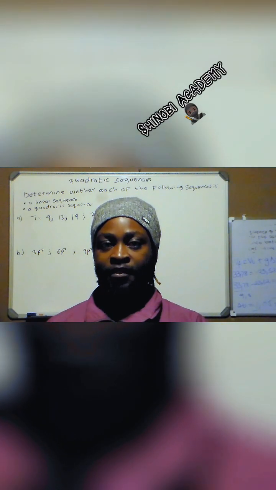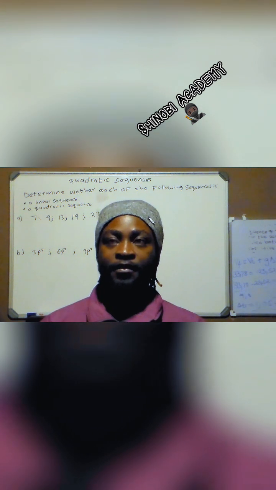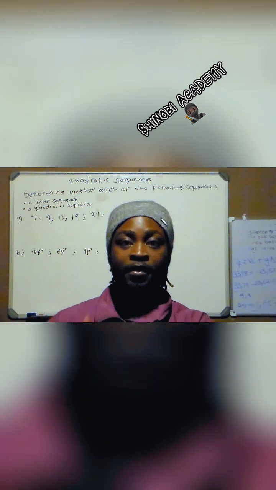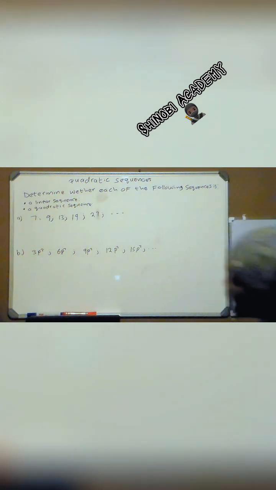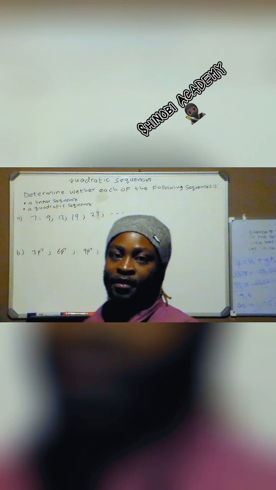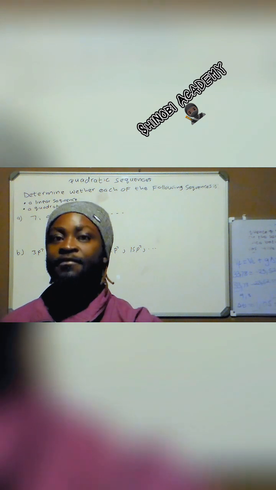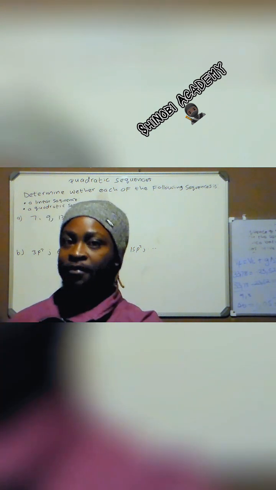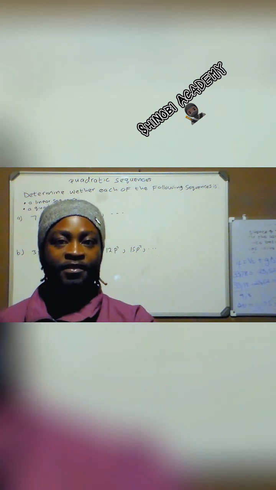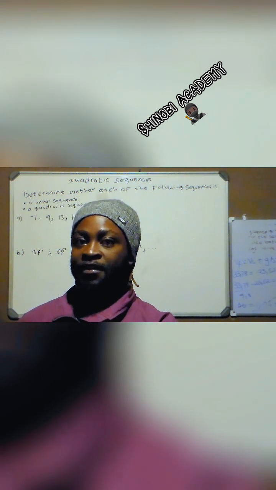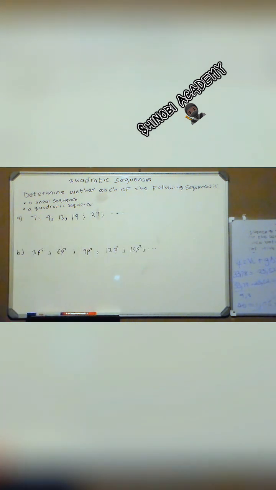So we have already established what a quadratic sequence is and how it differs from an arithmetic sequence. So let's look at this question. It reads as follows: determine whether each of the following sequences is a linear or a quadratic sequence. So we have to look at the differences of the sequence, right? So we look at the first difference and the second difference. If the first difference is the one that is giving us a constant value, therefore arithmetic. If the second difference is the one that is giving us a constant, therefore quadratic, right? So let's look at A. So in A we have a sequence that is composed of numbers 7, 9, 13, 19, and 27, right?